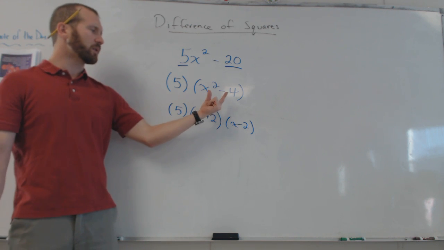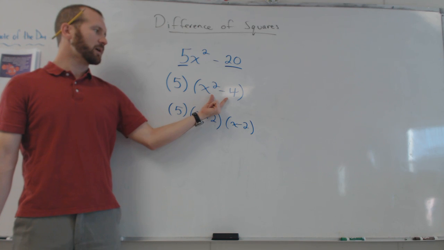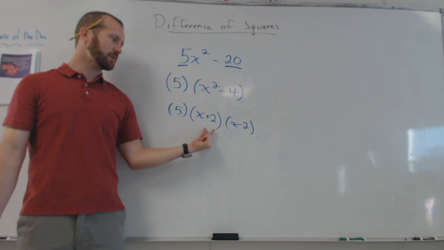And then what you'll end up with is a couple of perfect squares that easily do this little difference of squares.